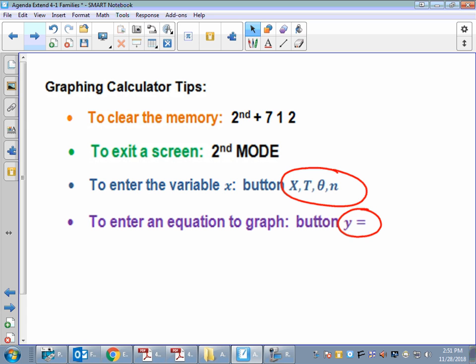I just wanted to give you a little bit in advance, a few tips here, just so that when we're working on this, we have some ideas of what we're doing so we can get to work and get after it. So that's it for 4.1 Extend.